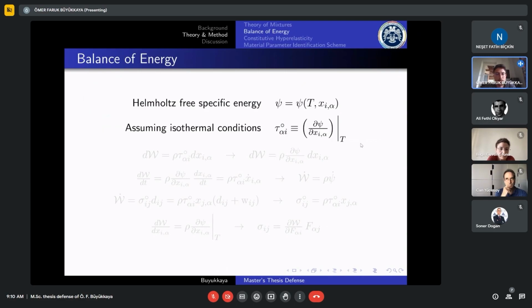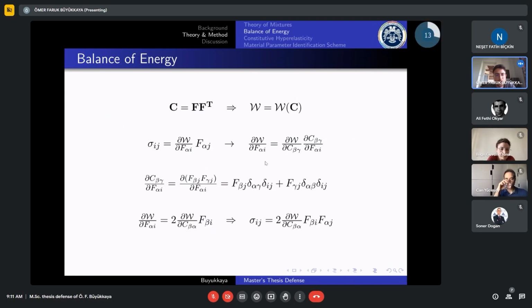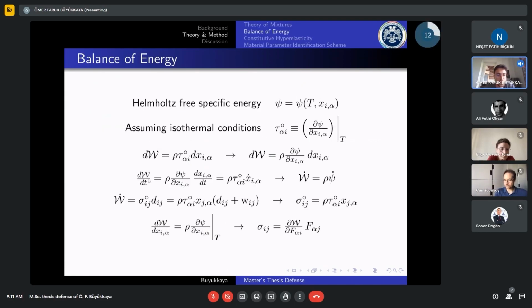If we assume isothermal conditions, the derivative of psi is equal to thermodynamic tensions, and the work done by these thermodynamic tensions is equal to the change in the strain energy density stored within the material per unit volume. And by taking the material derivative of it, we can arrive at the fact that W dot is equal to density times C dot.